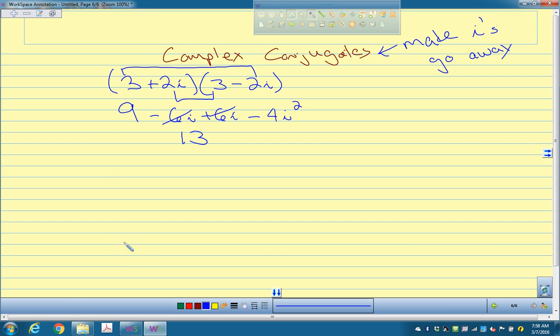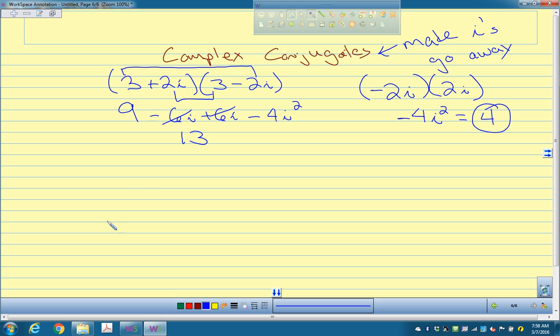You could also do complex conjugates with pure imaginary numbers. So if I have one that is like negative 2i, what would be the complex conjugate of negative 2i? Positive 2i. Okay, so if I take negative 2i and multiply it by positive 2i, you get negative 4i squared, which is equal to what? 4. Okay, so that's the way that complex conjugates work.